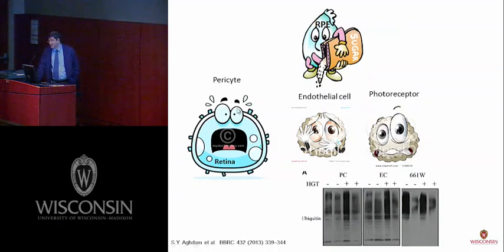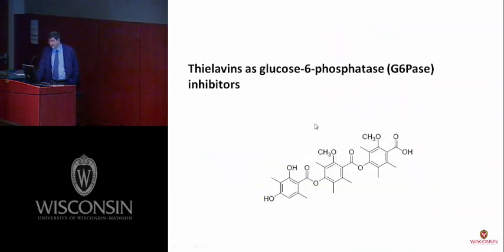And interestingly, the RPE is very susceptible to hyperglycemia, then the endothelial cell, and finally, the most resistant one is the photoreceptor cell. And in this report, we found the basic mechanism behind this susceptibility. So it is obvious, if we want to protect the retina, we should decrease the activity of this enzyme in the RPE, and we use an inhibitor of glucose-6-phosphatase.